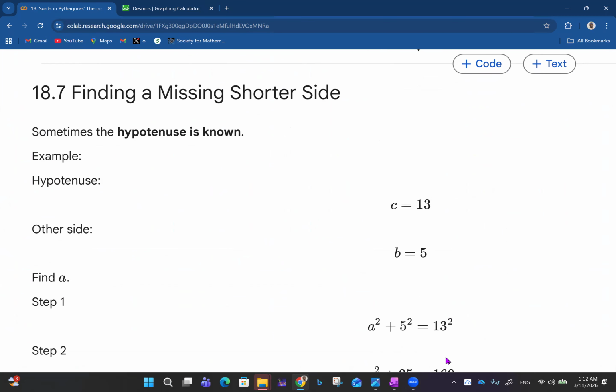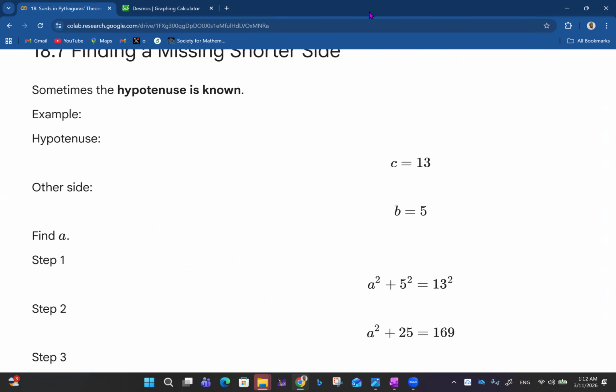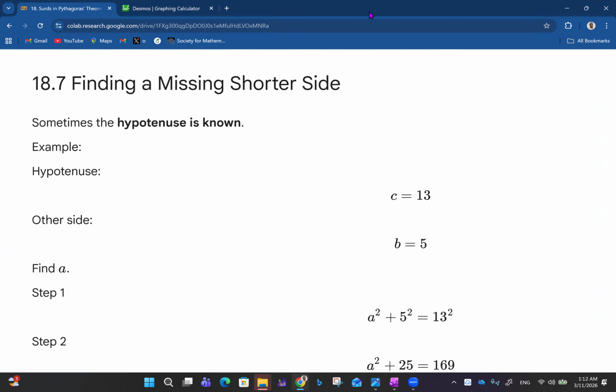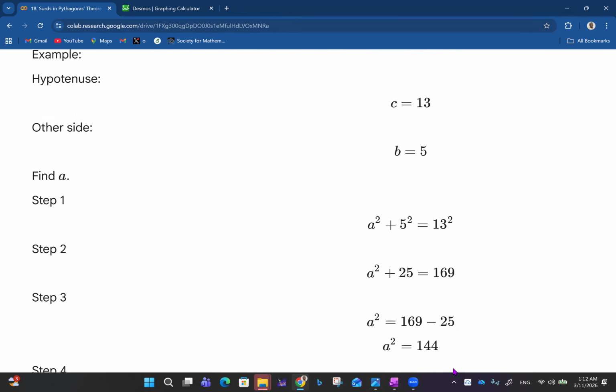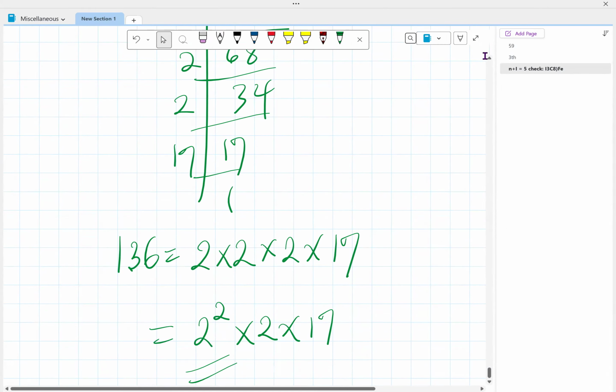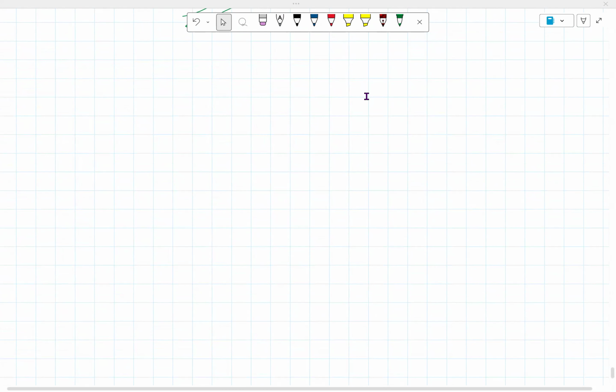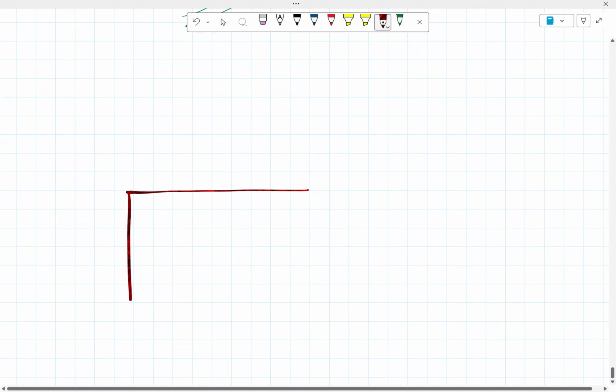So 18.7, finding a missing shorter side. What if you have the hypotenuse and one other side and you need the remaining side? Sometimes the hypotenuse is known. So imagine the hypotenuse is 13 and one side is b equals 5. So to find a now, you have a squared plus b squared equals 13 squared. Okay, what we're saying here is this. You have 13, 5, right? So imagine that you have the perfect square now is like this.